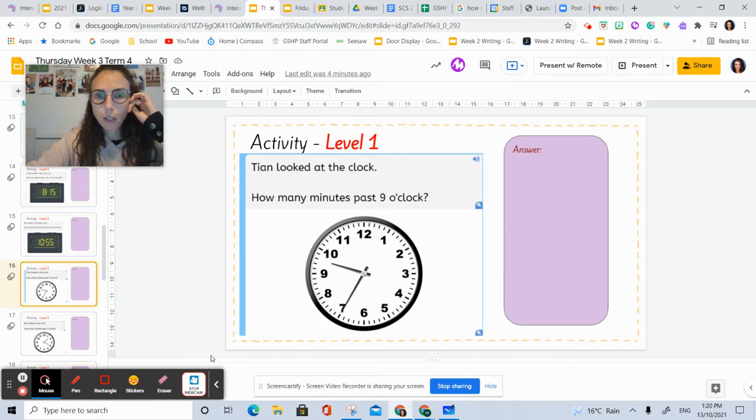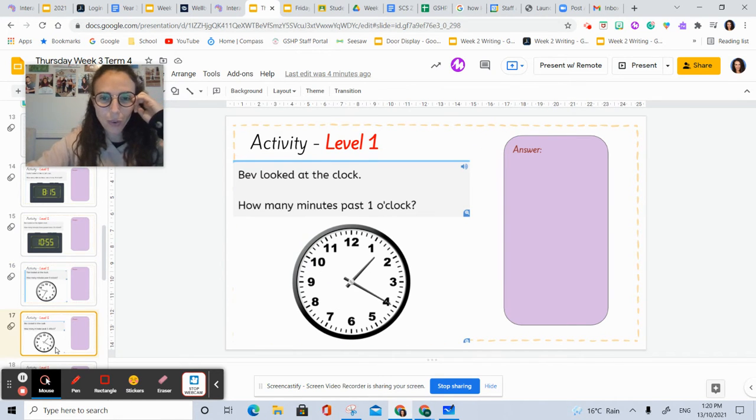Okay, Tian looked at the clock. How many minutes have passed since 9 o'clock? Now, it's really important you have a close look at this clock here because you can see that it's between 9 and 10. So if I'm counting, I know that this is 9:30, and then an extra 5 minutes will be, well, I'm not going to tell you the answer, but that's going to tell you what to write there.